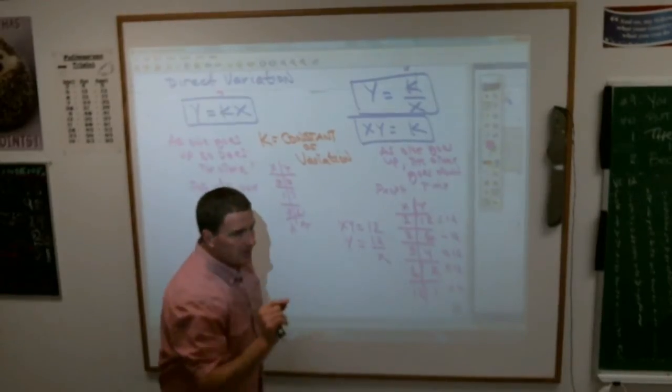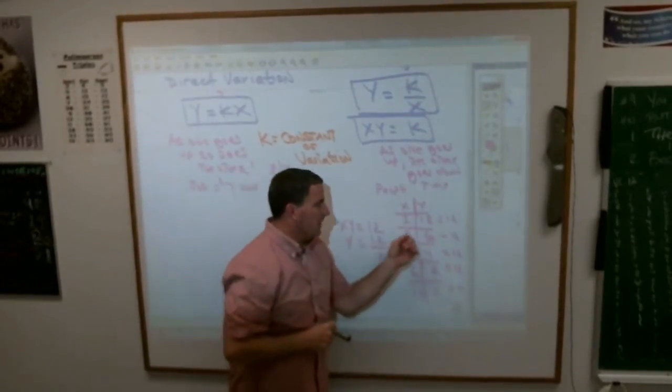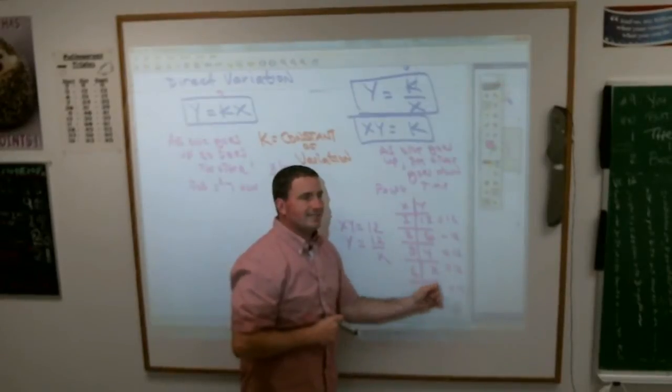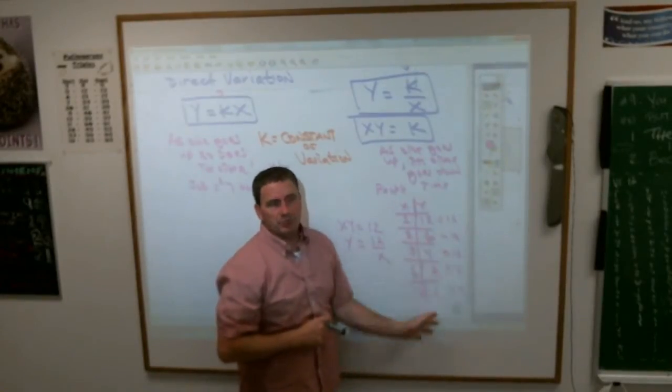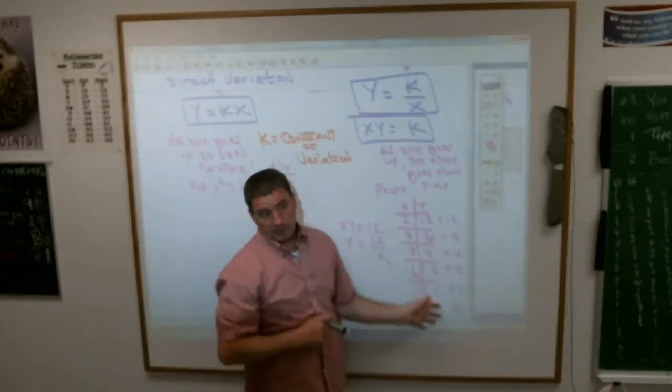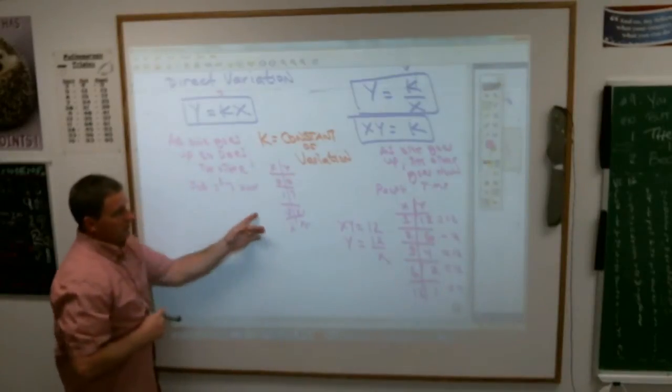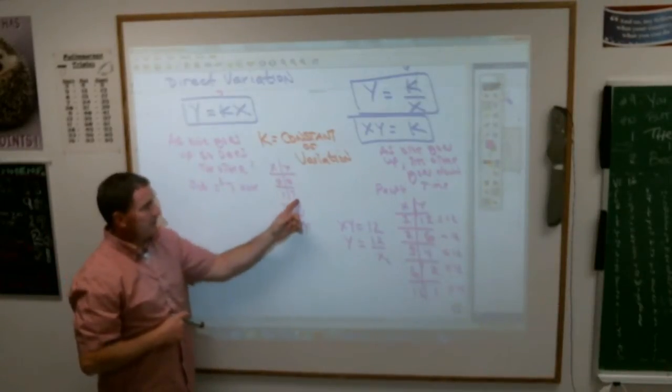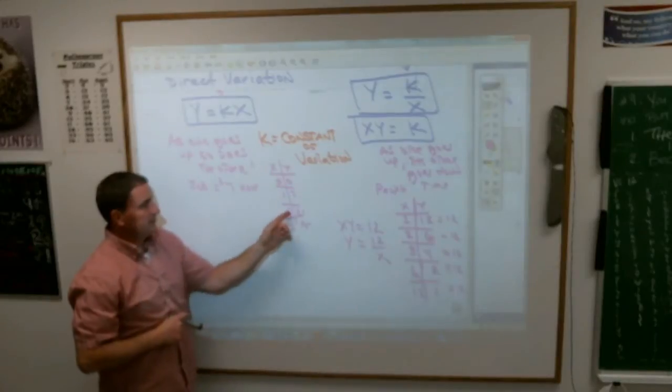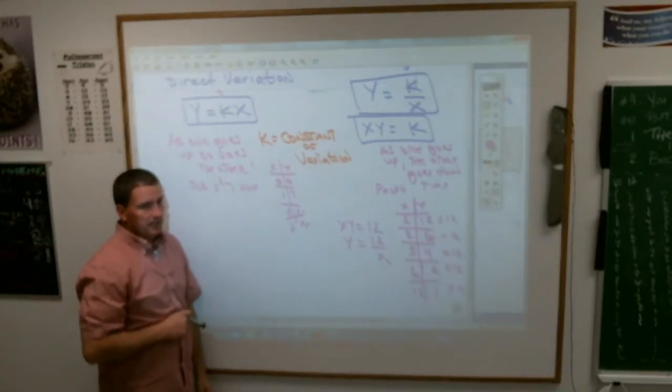Okay, inverse variation. You know something is inverse variation if every time you multiply the x and the y together, you get the same number. That doesn't work with direct variation. If I multiply 1 times 7, I certainly don't get the same thing as if I multiply 3 times 21.